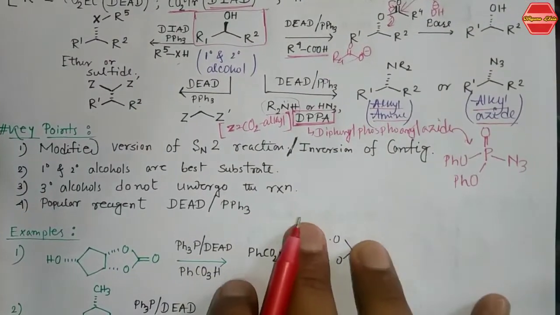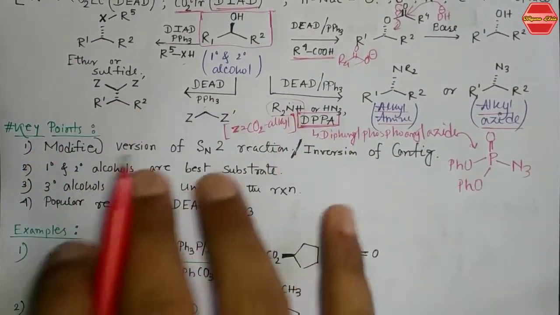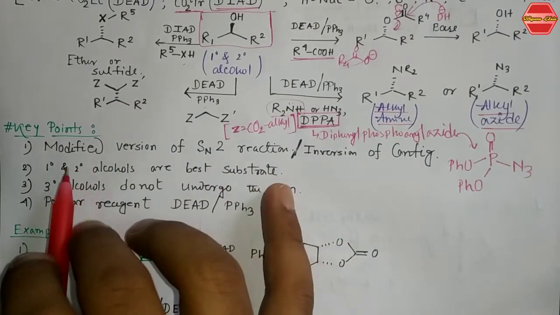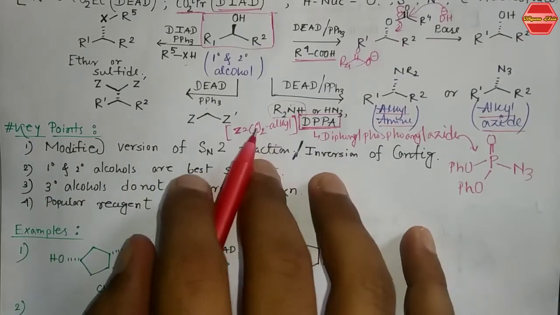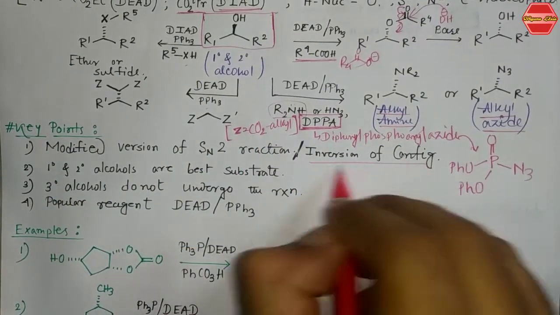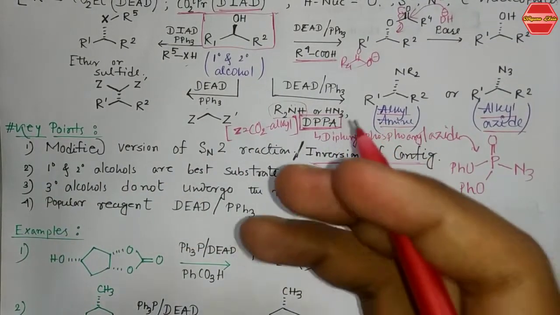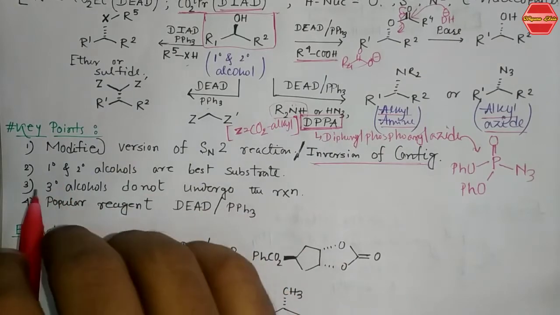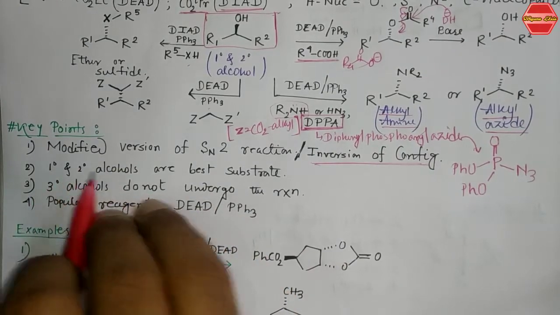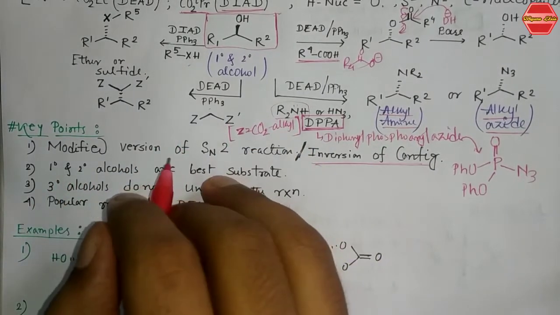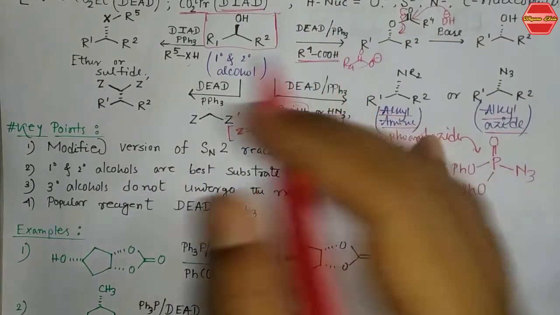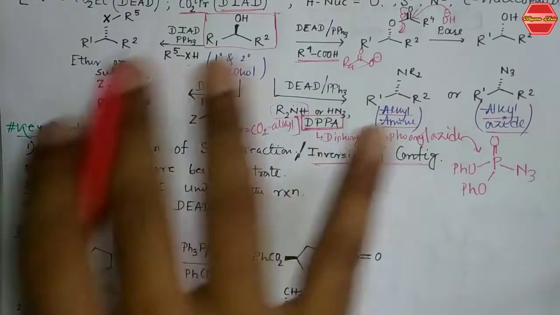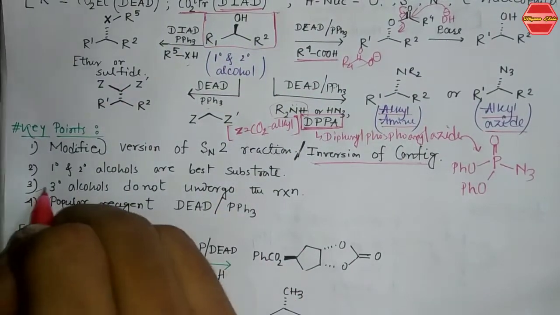Now some key points that you should remember for this overall Mitsunobu reaction: I already said that this is a modified version of the SN2 reaction, that is, the inversion of configuration is our prime motive for this reaction. The second thing is that a 1 degree or 2 degree alcohol is a base substrate for it. When we are using a 3 degree alcohol, that doesn't undergo this Mitsunobu reaction. So this is our third point.